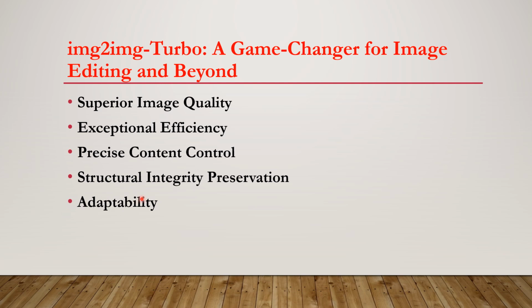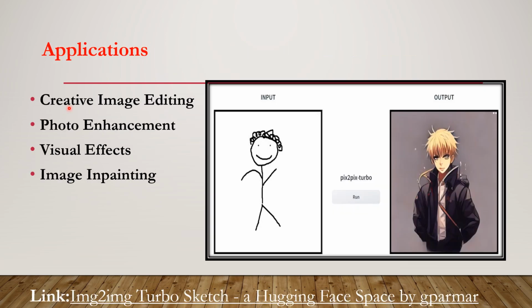And finally, its adaptability. So the ability to accommodate various GAN objectives broadens the applicability of image-to-image turbo models to diverse image translation tasks. And these capabilities make image-to-image turbo a valuable tool for various applications, which may include creative image editing, photo enhancement, visual effects, image inpainting. You can try it yourself. This is available here at this link. So whenever you apply, you can apply any sketch and you will find it turned into a beautifully done image.